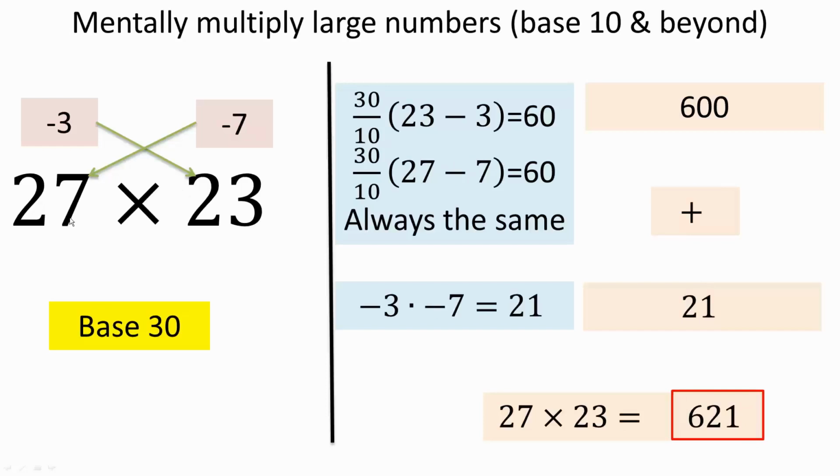Last one. 27 times 23. How much bigger is 27 compared to 30? It's minus 3. Likewise, 23 minus 7. 23 minus 3 is 20. 20 times 3 is 60. 60 times 10 is 600. Negative 3 times negative 7 is 21. 600 plus 21 is 621.